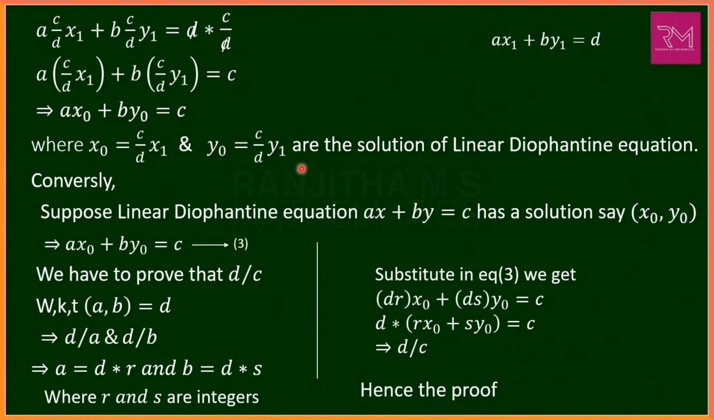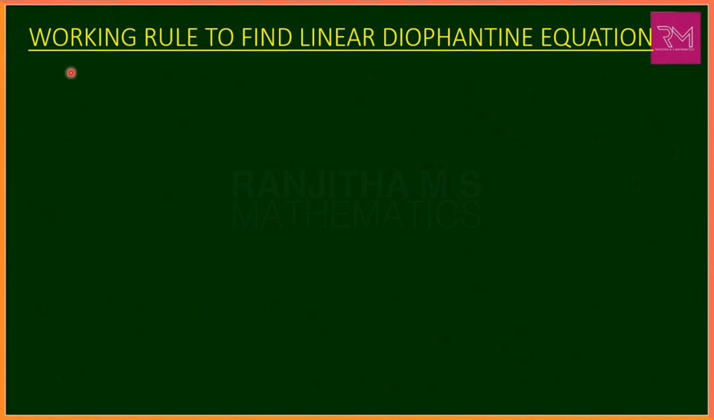First we considered d divides c and we proved the linear Diophantine equation has a solution. Conversely, we considered the linear Diophantine equation has a solution and we proved d divides c. So both the conditions are satisfied. This completes the proof. Next we shall see the working rule to solve a linear Diophantine equation.